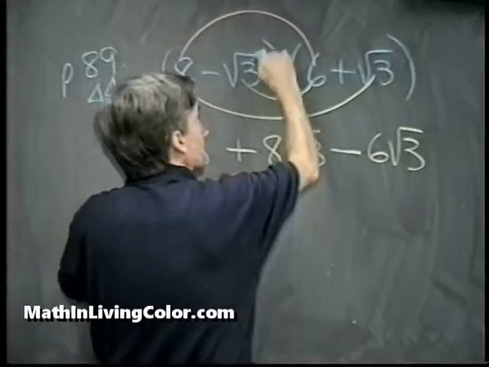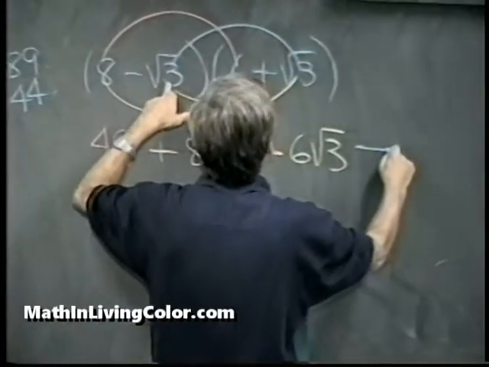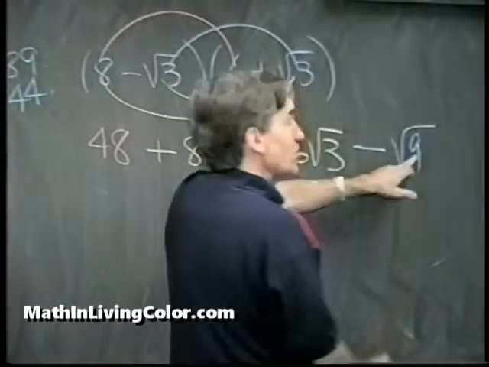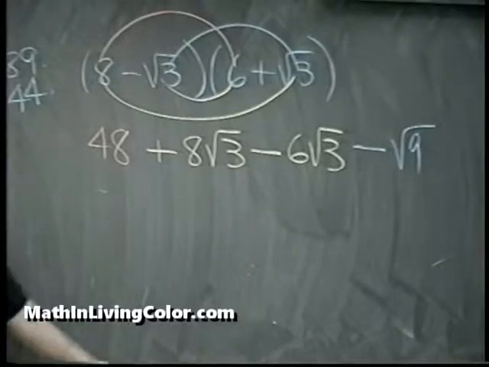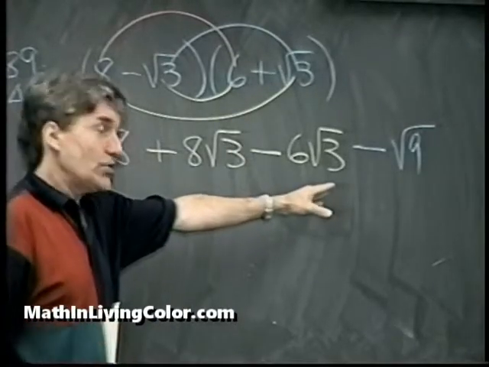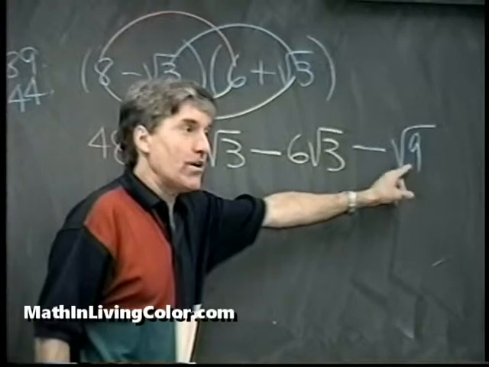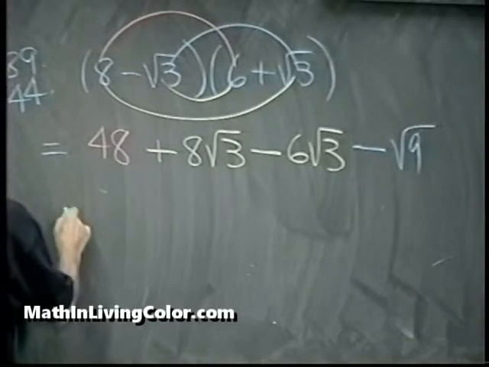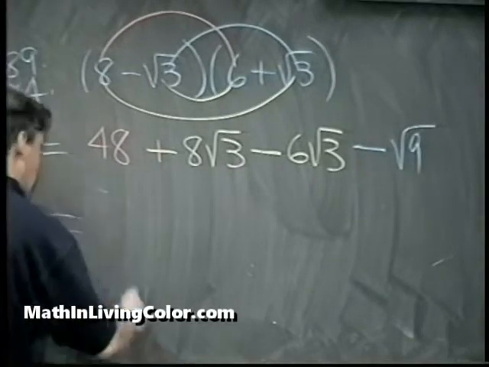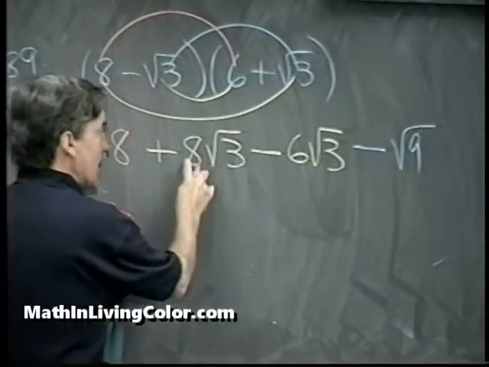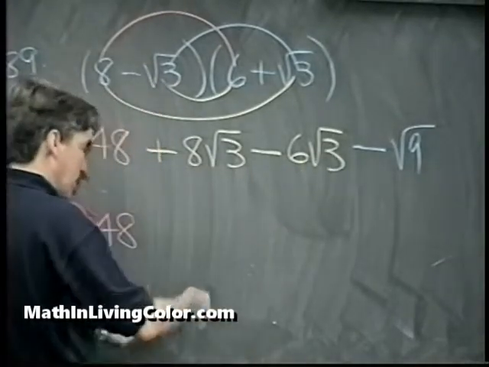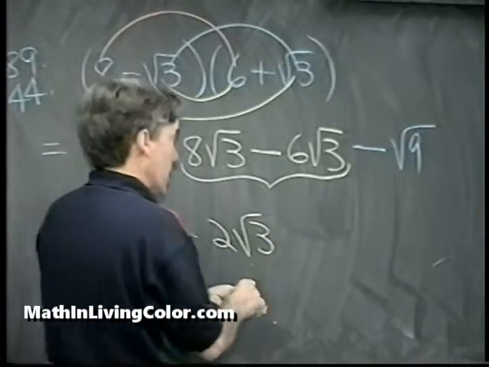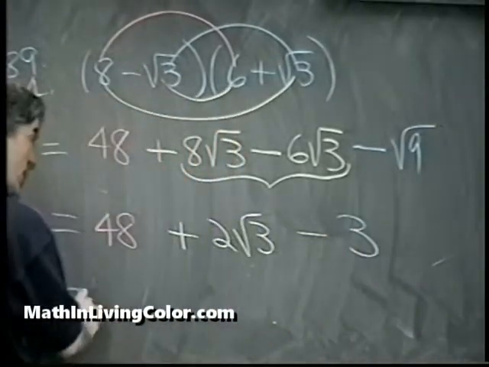And then the last times last would be negative radical 9. Okay? Now radical 9 turns out to be 3. So if you wanted to, you could just put 3. Whatever you do, don't put radical 3. That's the most common error that people make on this, is to put radical 3. It is not radical 3. Now let's simplify this. You'll have 48 for the first term, 48. This would be 8 radical 3 minus 6 radical 3, which combines together and gives you plus 2 radical 3, and then minus 3.